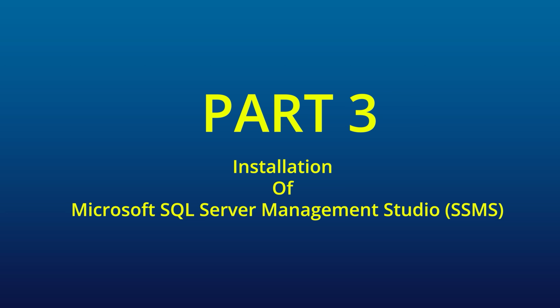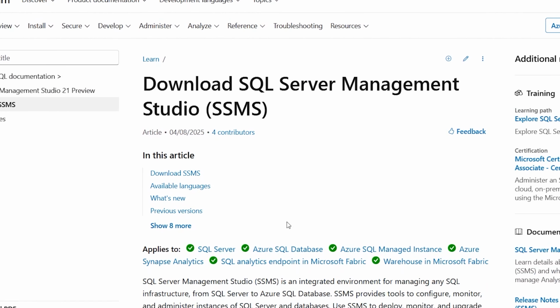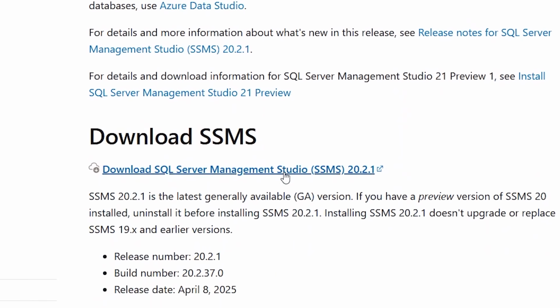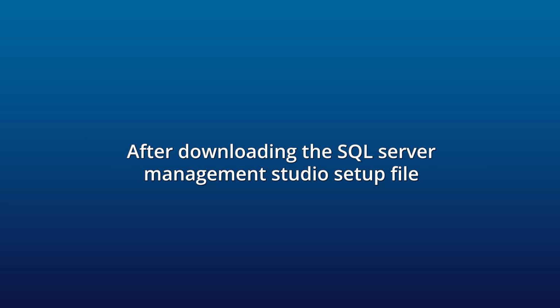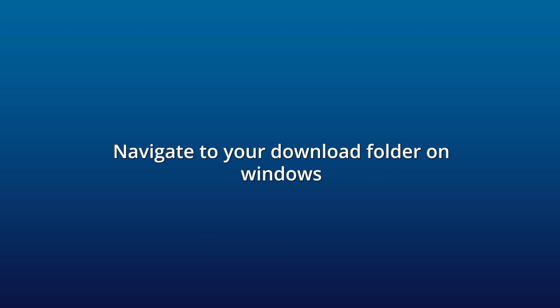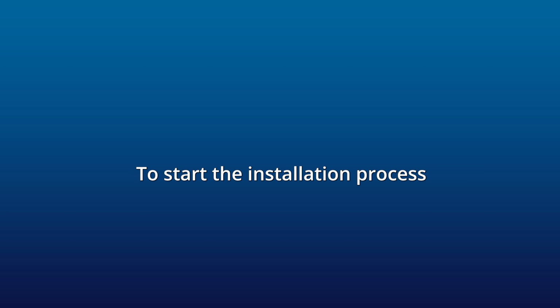Installation of Microsoft SQL Server Management Studio. Visit the official Microsoft website to download the genuine setup for SSMS. Once downloaded, you can begin the SSMS installation process. After downloading the SQL Server Management Studio setup file, navigate to your Downloads folder on Windows. Right-click on the SSMS setup file. Select Run as Administrator to start the installation process with the necessary permissions.